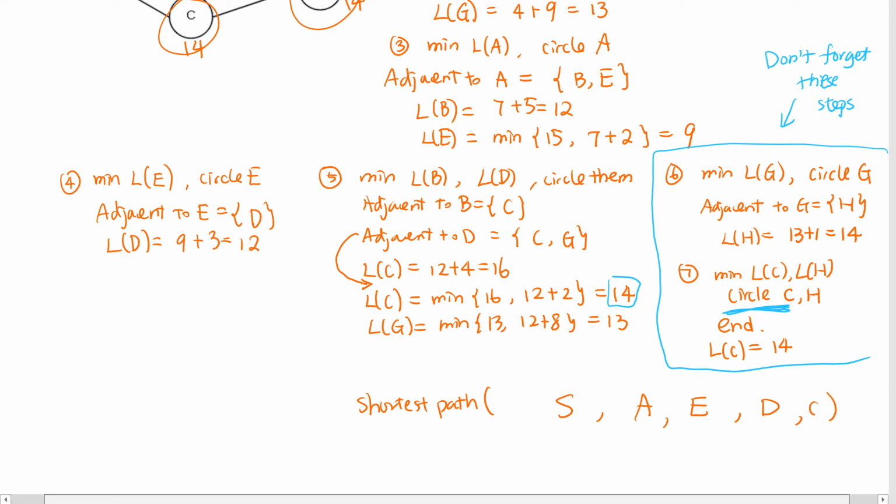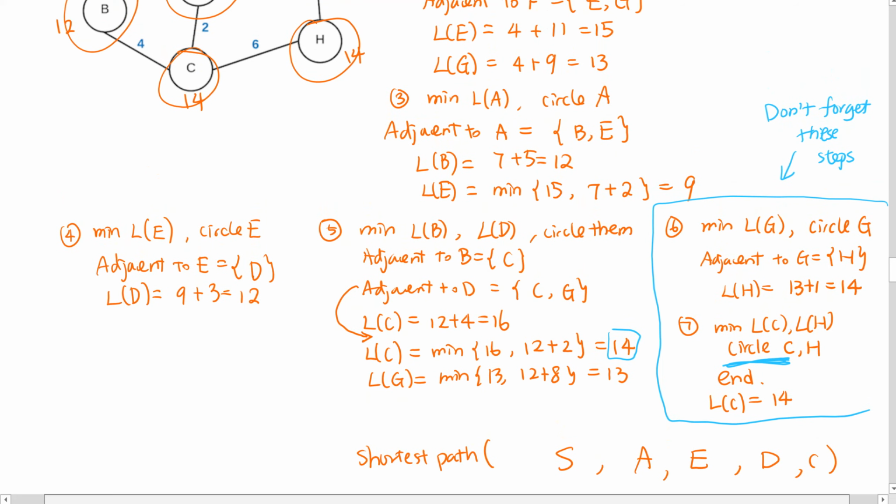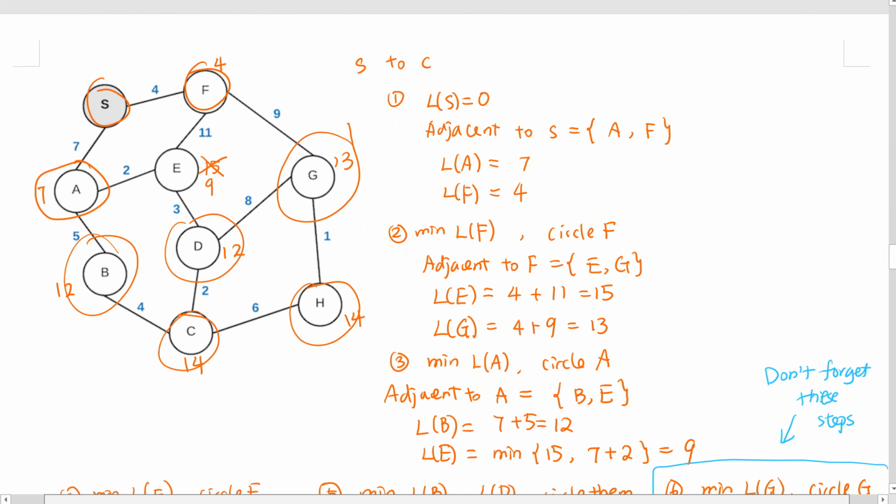This is a really good example. I hope you can play around with the graphs that I provide. You can also search online for more exercises, and you have your homework exercise as well. With the same graph, you can start with G and ask how do we get to B, etc. So practice more.